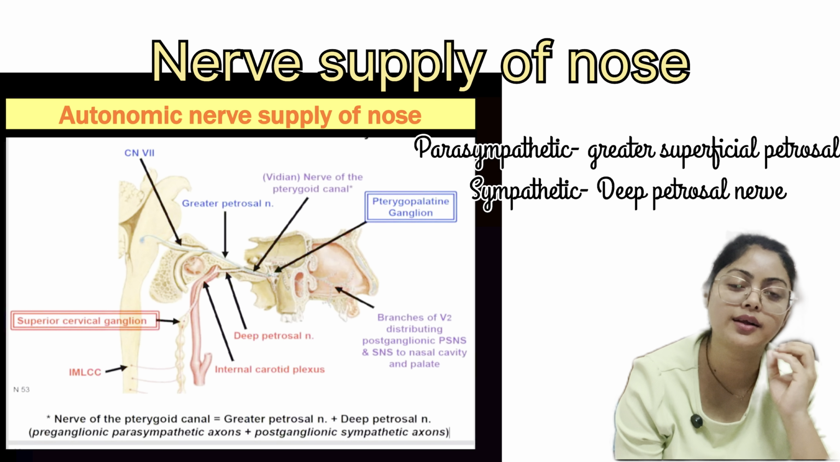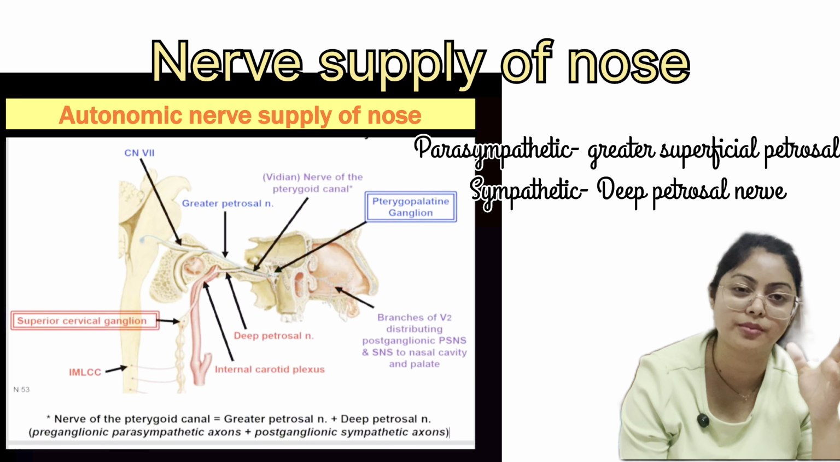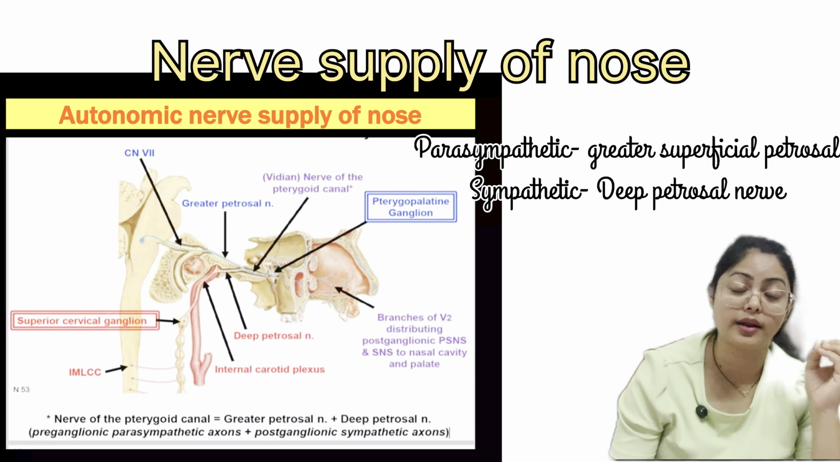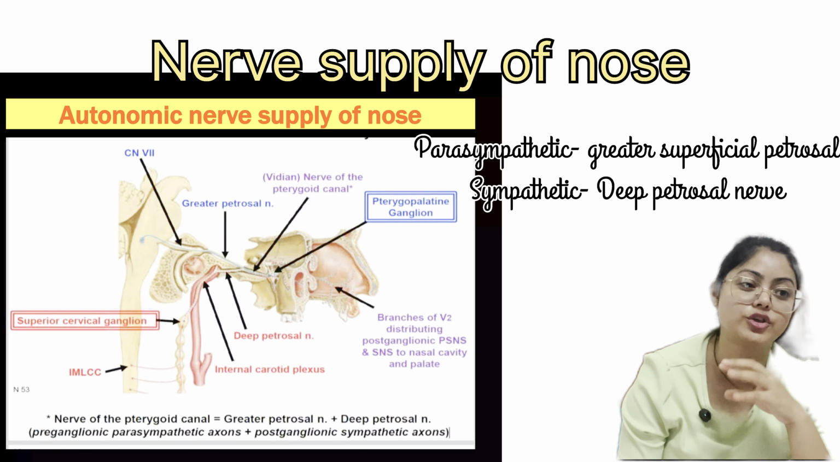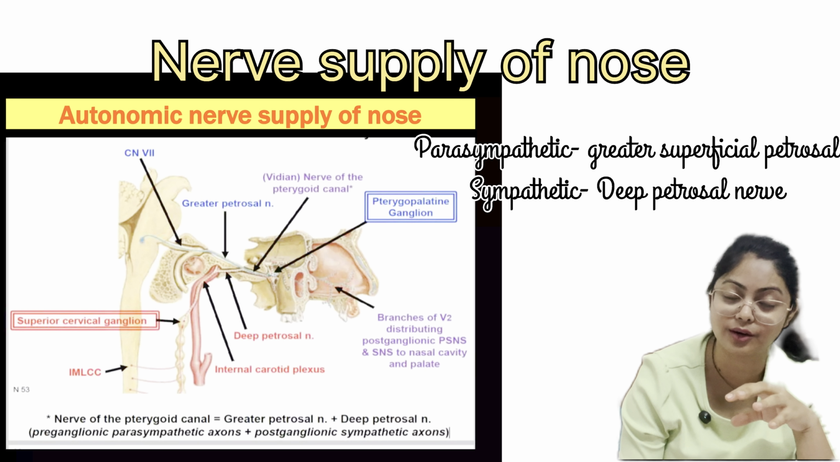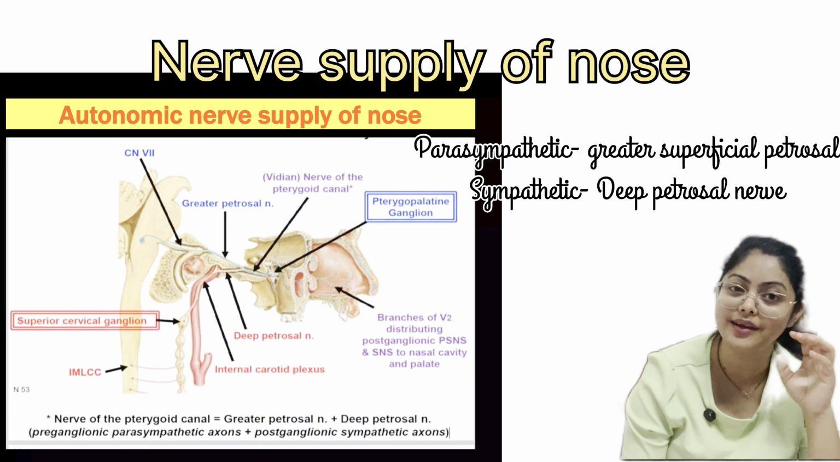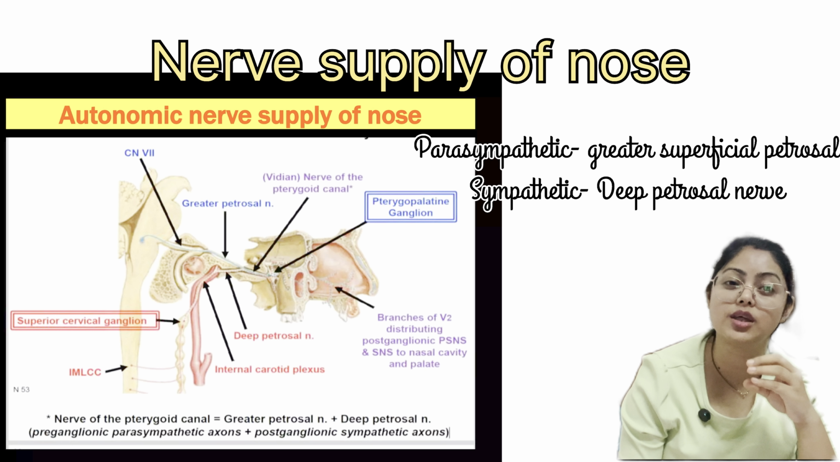Sympathetic fibers mainly come through the upper two thoracic segments of the spinal cord, and they are supplied through the deep petrosal nerve, which combines with the greater superficial petrosal nerve to form the nerve of the pterygoid canal, or the vidian nerve. They supply the nasal cavity without relaying in the sphenopalatine ganglion, and they are responsible for the vasoconstriction property of the nasal cavity.